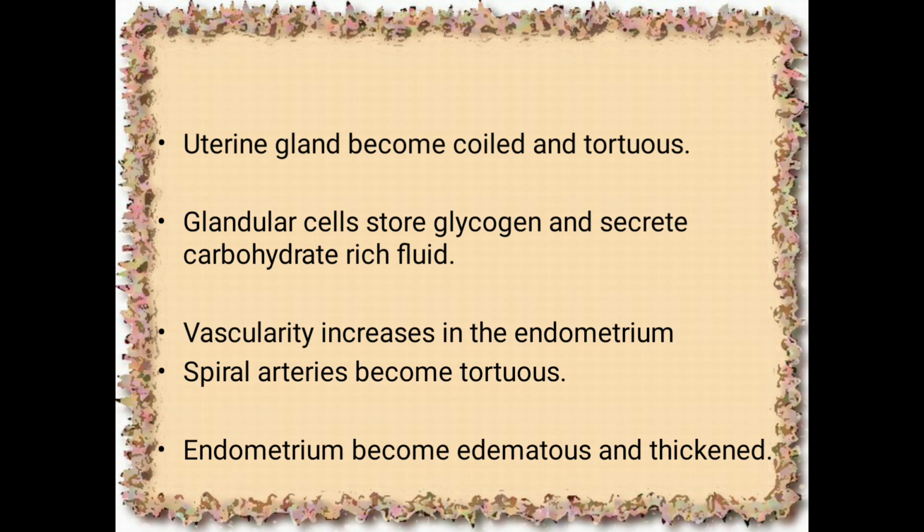So why does the endometrium become edematous and thick? Due to increased blood supply and increased secretion, the endometrium becomes edematous and thick. So all this will occur during the secretory phase. During the secretory phase, all these changes will occur. So this will also increase the thickness of the endometrium.